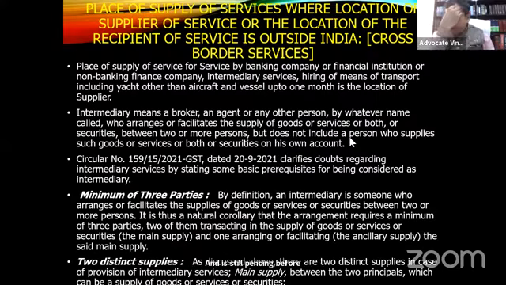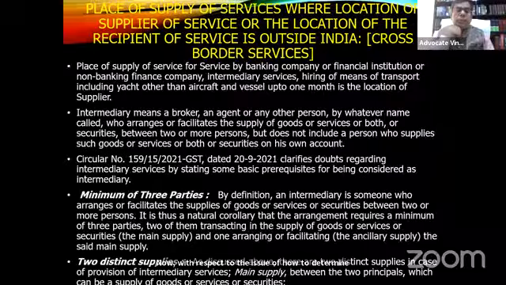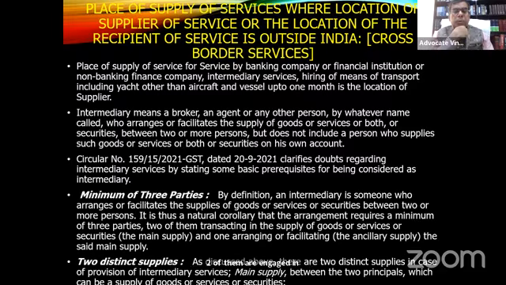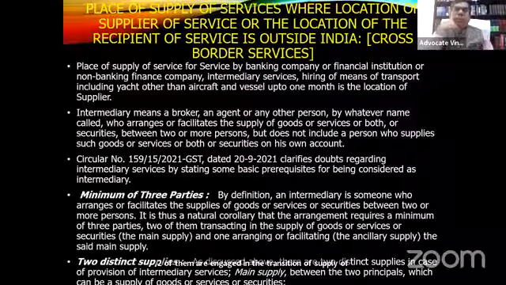Now, with respect to the issue of how to determine whether a transaction is a transaction of intermediary, a circular was issued by the CBIC in 2021, wherein it was clarified that in order for a transaction to be a transaction of intermediary, it is mandatory that there should be a minimum of 3 parties. 2 of them are engaged in the transaction of supply of goods or services, which is the main supply. And the 3rd party is arranging or facilitating the transaction of the main supply.